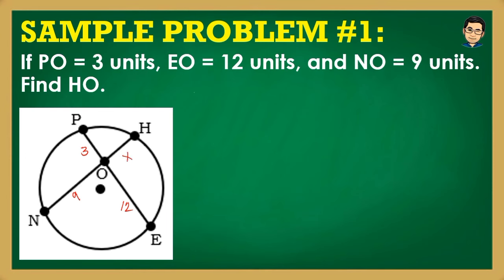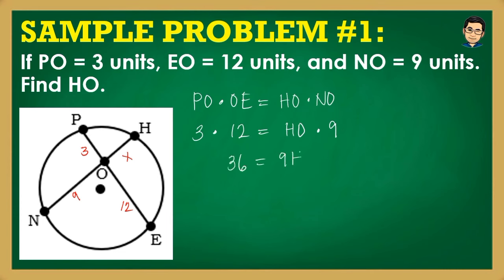So, paano yon? We'll write PO times OE is equal to HO times NO. So, PO is equal to 3 times OE or EO, that is 12, equals HO, yun po yung nawawala, times NO, 9. So 3 times 12 is 36, equals 9HO. And then we will divide both sides by 9. So 36 divided by 9 is 4, is equal to HO. So ibig sabihin, ang sukat po ng line segment HO is 4 units.